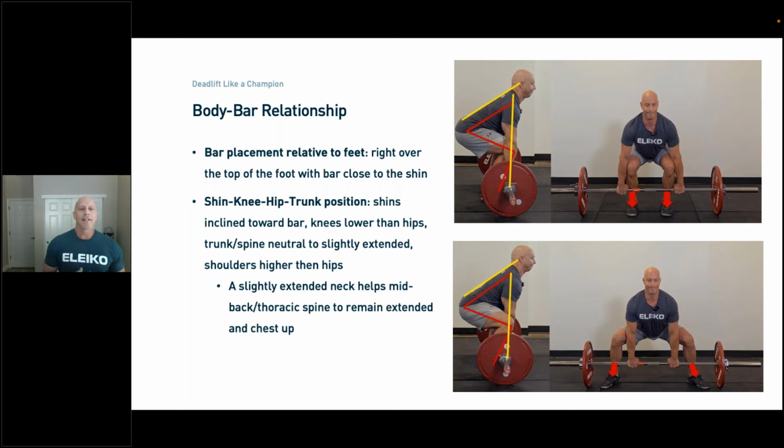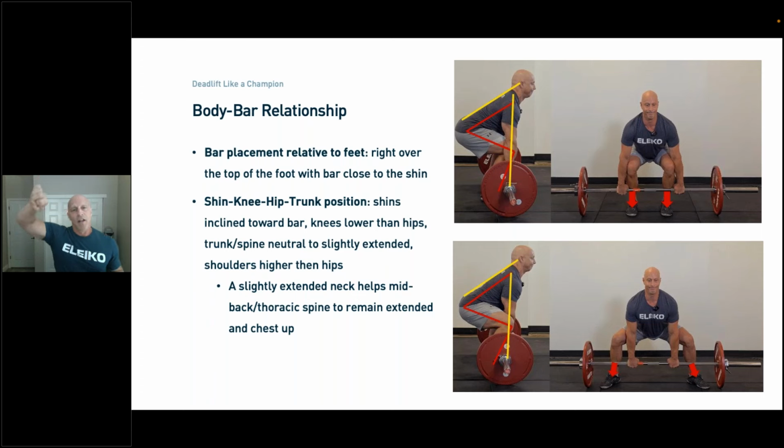Now you saw that I said slightly extended. One of the things I just want to bring up is that a slightly extended neck positioning will actually help the mid-back and thoracic spine remain in an extended position with the chest up and out. A lot of times people will drop their head, and as you drop your head, we know from research, you actually put your thoracic spine into flexion, whether you know it or not. And that also has ramifications down the spine. Remember, your spine is all connected, so there are natural curves.